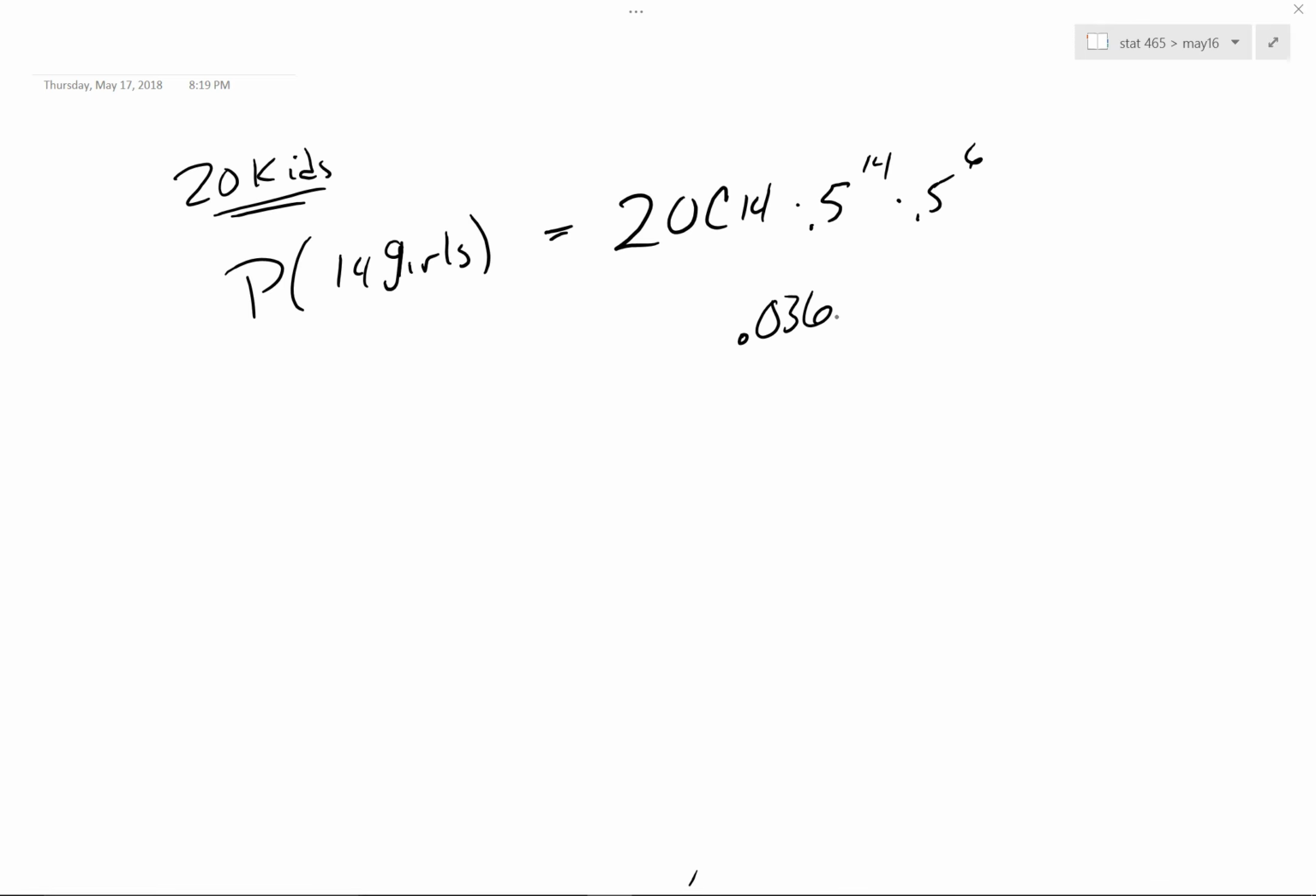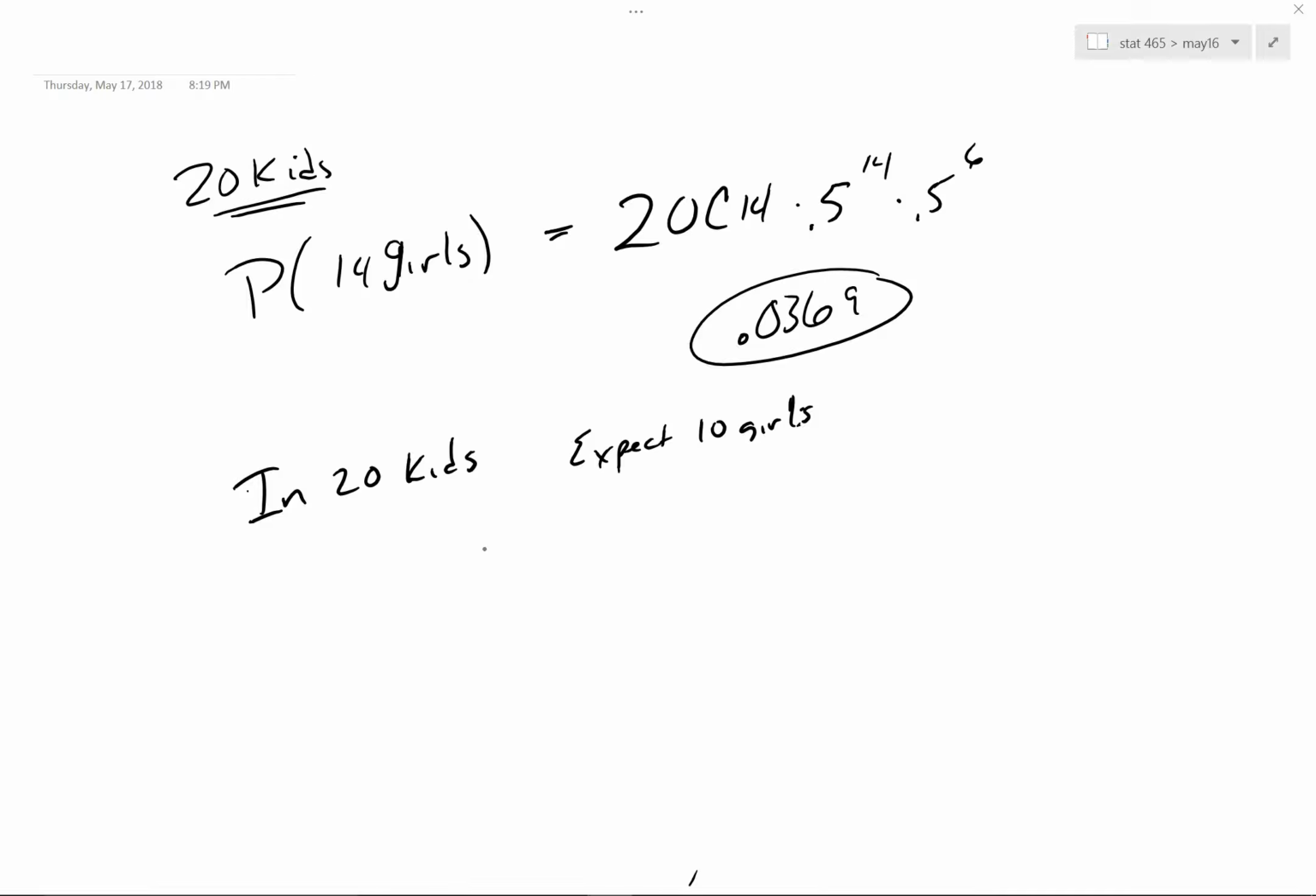Okay? Nice. Well, the question I might have is, could I approximate this with a Poisson distribution? And the answer is, I certainly can. So, in 20 kids, how many girls would you expect? Well, you would expect 10 girls, right? Because you'd expect 50% of them. True? And so, let's see what happens here.